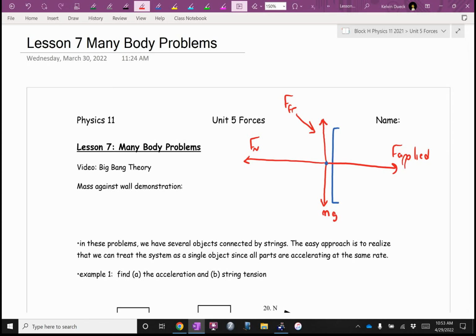Because by relaxing my fingers, which force was I making smaller? F applied. Which force did that make smaller? The normal force. Oh, and by the way, friction is what times what? I could then make friction smaller and smaller as well.